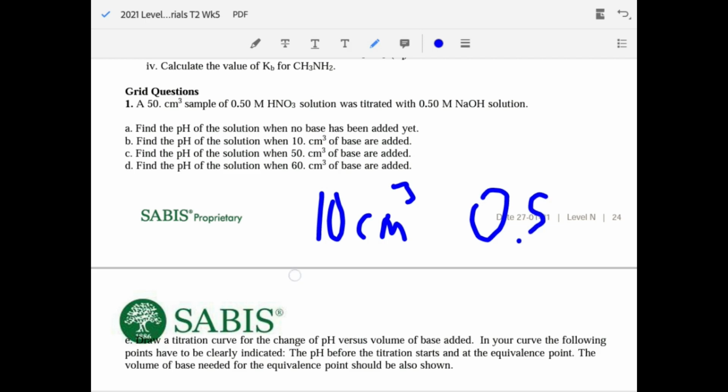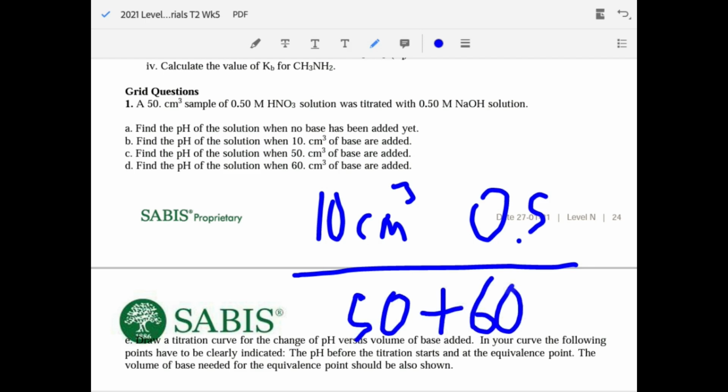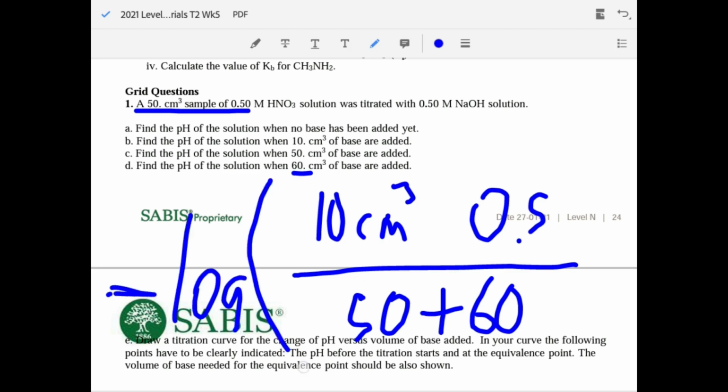But you have it in 50 plus 60, or rather 50 plus 10, because now it's diluted like that. So it's like a CV equals CV question. Put it in the calculator to get the moles, and minus log. Now if you do this, you get the pOH, so you just do 14 minus, you get the pH.